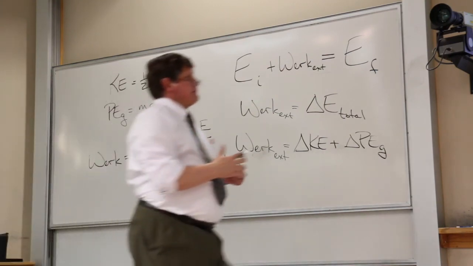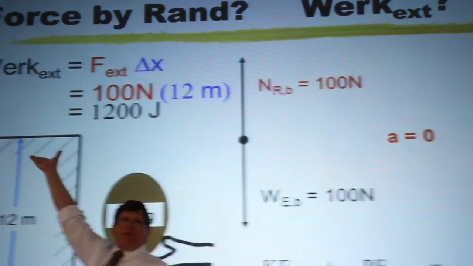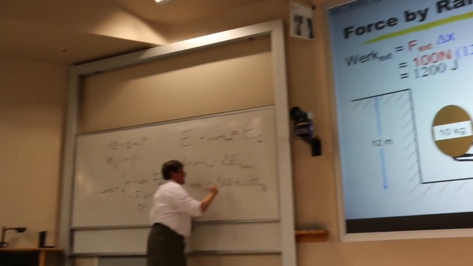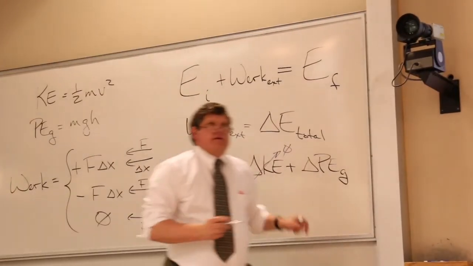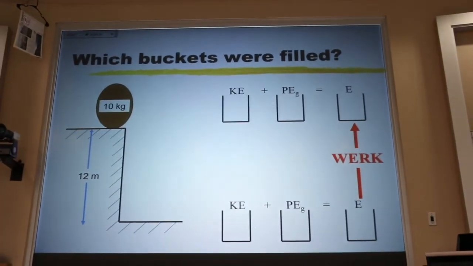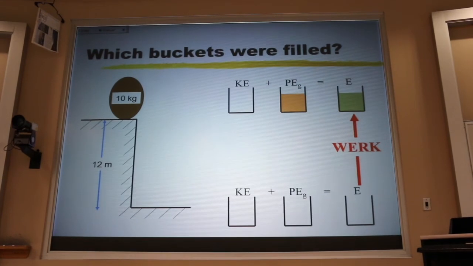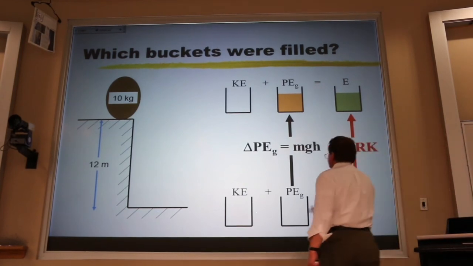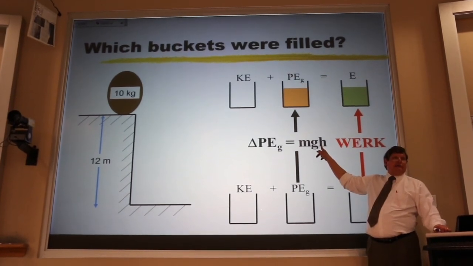Now in this problem, Rand started from rest, no kinetic energy, and he ends up at rest, no kinetic energy. So in that case, the special way he moved it, there was no change to this bucket. And all the work showed up. If I look at where that work went, it went into filling the total bucket, but the kinetic energy bucket didn't fill, so it must have gone into gravitational potential energy. And that's how we got our formula for gravitational potential energy. This was the force that he pushed with, the weight, and that's how far he pushed, the height.